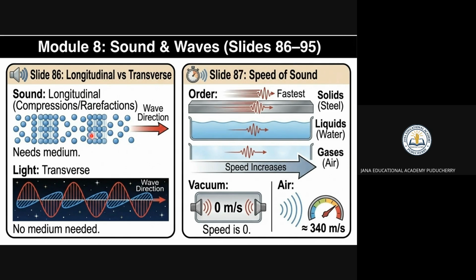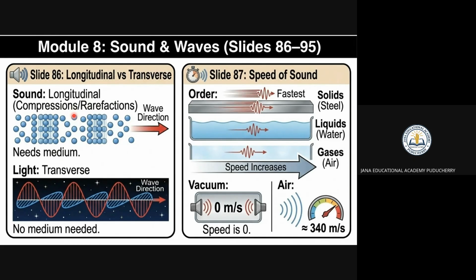It needs a material medium. If you want to transfer or travel, longitudinal waves require a medium, so they cannot be polarized. These are the characteristics and features of longitudinal waves. For example, sound waves in air, right? Sound waves in air are nothing but longitudinal waves.